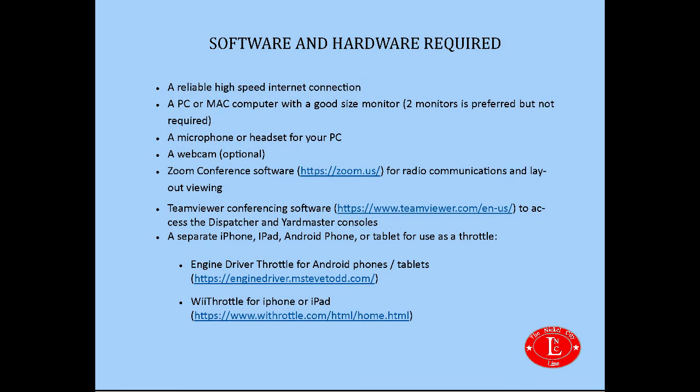Software and hardware required for remote operations include a reliable high-speed internet connection, a PC or Mac computer with a good-sized monitor, preferably 2 monitors, a microphone and headset for the computer, a webcam, which is optional, Zoom conference software for radio communications and layout viewing, TeamViewer conferencing software which allows the dispatcher and yardmaster to access and control those consoles, a separate iPhone, iPad, Android, or tablet that can be used as a throttle using either the Engine Driver Throttle app for Android telephones or the Wii Throttle app for iPhones and iPads.